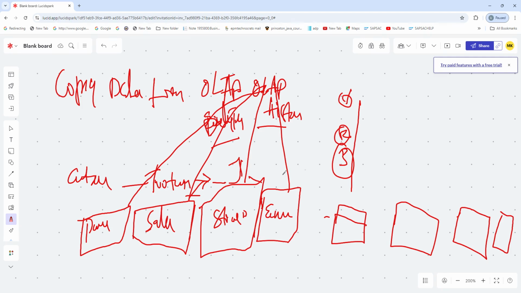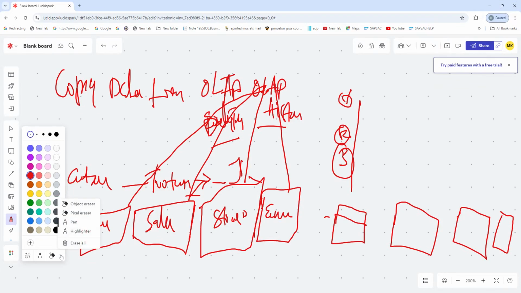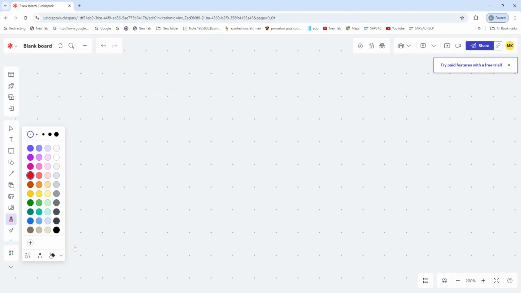Or I will erase and I will explain you in another board. Here I will draw. Okay, this is the employee table. First you create. Here you maintain all your employees data. Employees data in the sense only employees name, their ID, their address, their phone number, their email, and everything you maintain here.